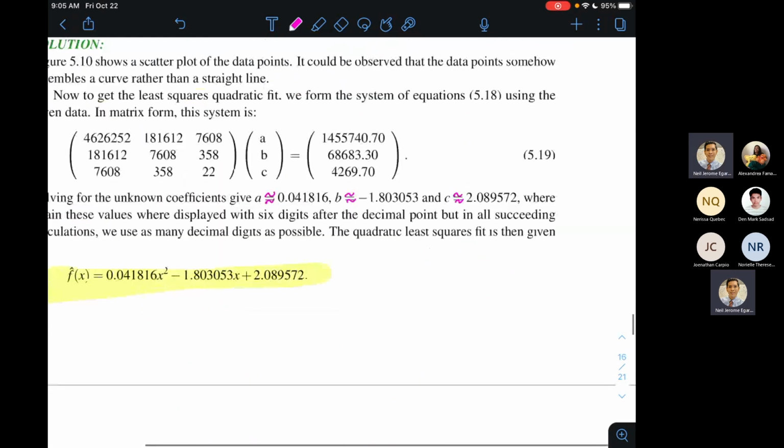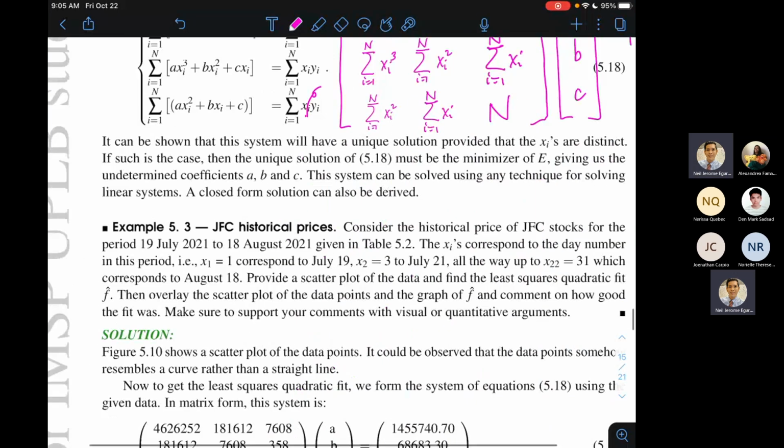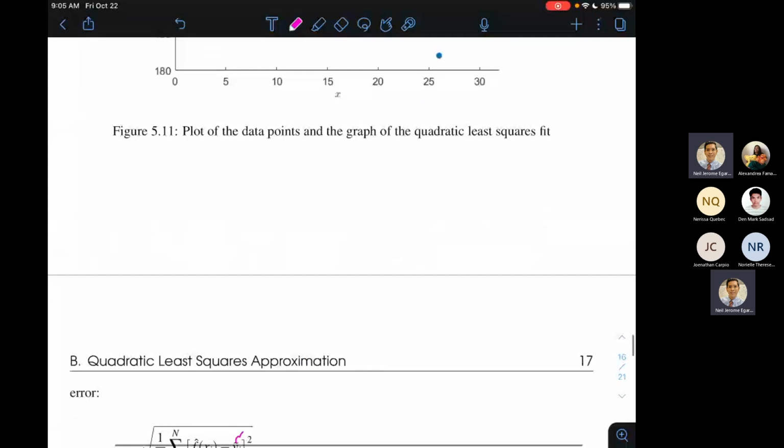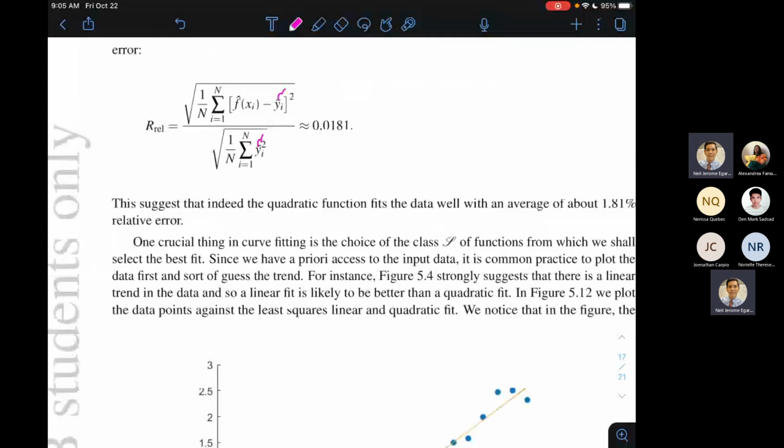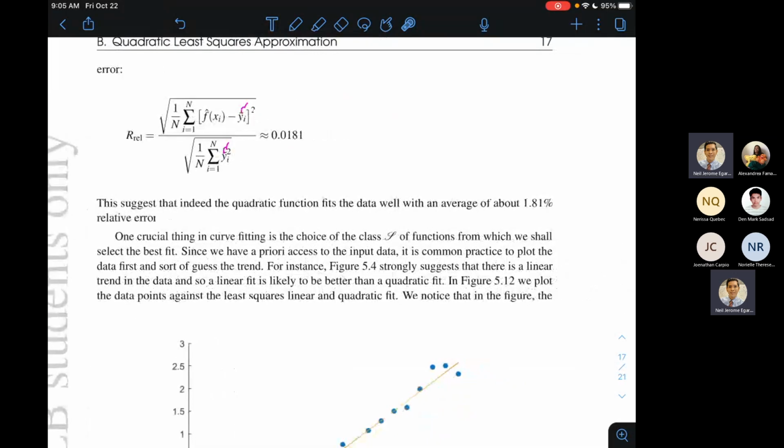Kasi balikan ko lang yung table 5.2. Yeah, y sub i's yung nasa data column natin. So, dapat yung nasa computation ng error ay mga y sub i's. Right? So if you calculate this ratio, you'll get something around 0.0181. And this can be interpreted as the percentage error on the average. So you can say that on the average, we think our model is accurate at around 1.81%.